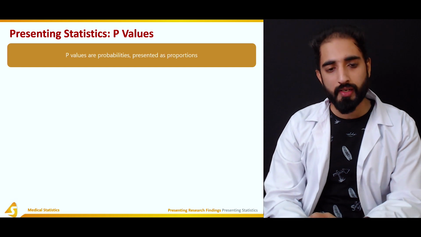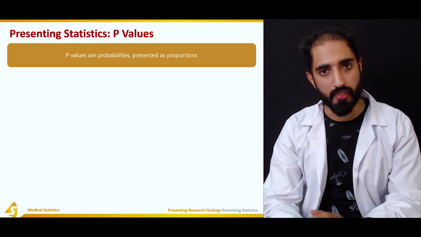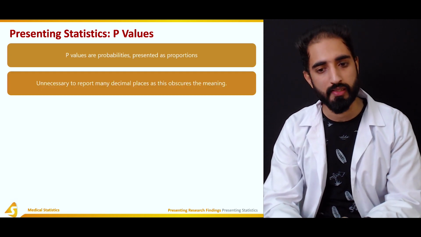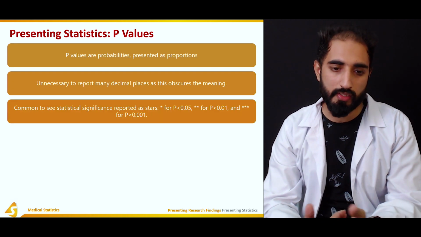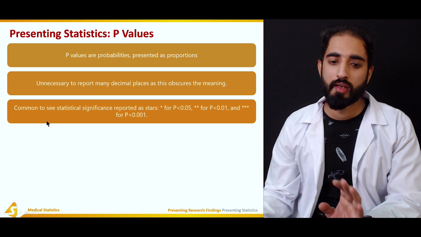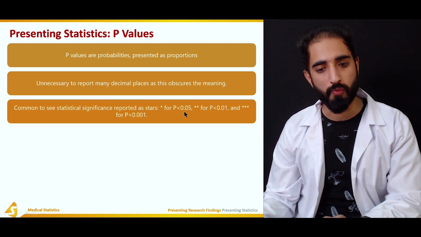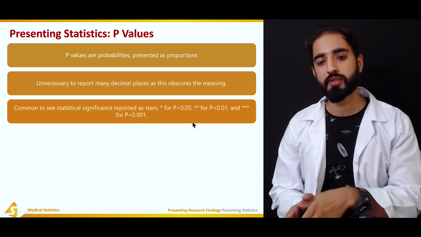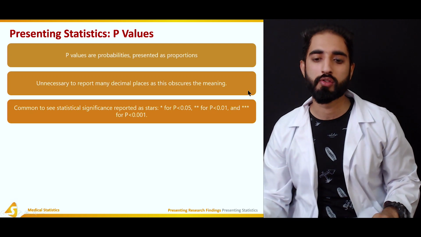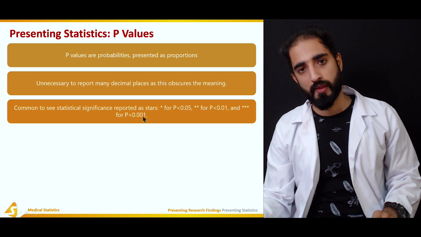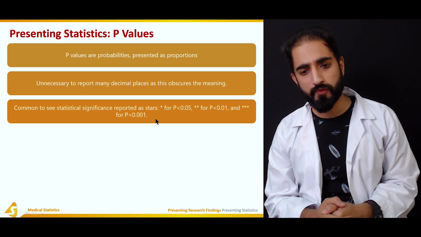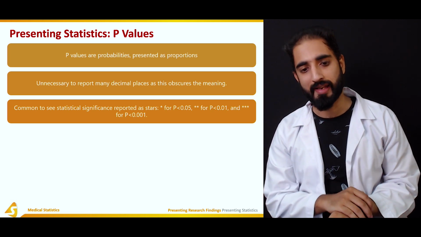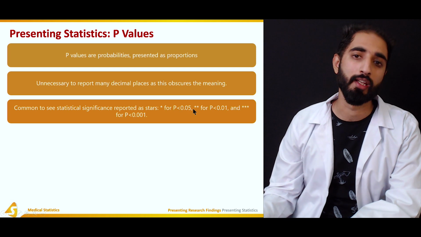Now, another way to interpret it: p-values are probabilities and they are presented as proportions. So it is unnecessary to report too many decimal places as this obscures the meaning. So another way to present it would be to present it as p less than 0.05, p less than 0.01, or p less than 0.001. So instead of just saying less or greater than 0.05, we are also using 0.01 and 0.001. The benefit of it would be that it takes a very small amount of space, and it is very good when you are using it in tables.